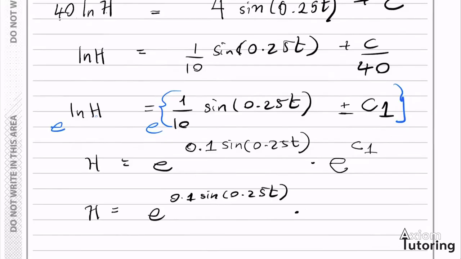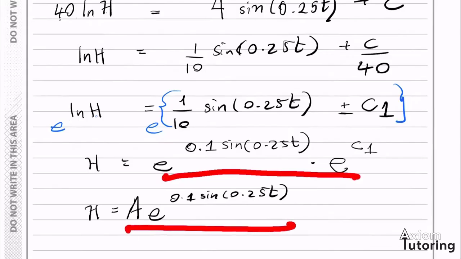But e to the power of c1, that's e, which is a constant, to the power of c1, which is a constant. So this is another constant. We can call it constant a. And we typically write it before our exponential function here. So we can write it like that. So this is equivalent to this.